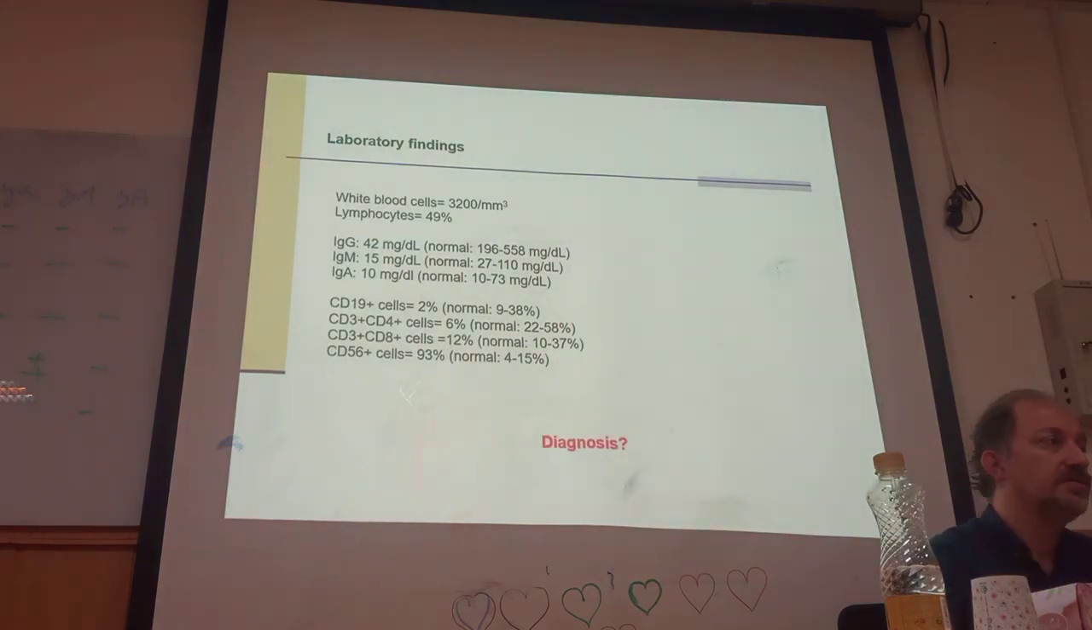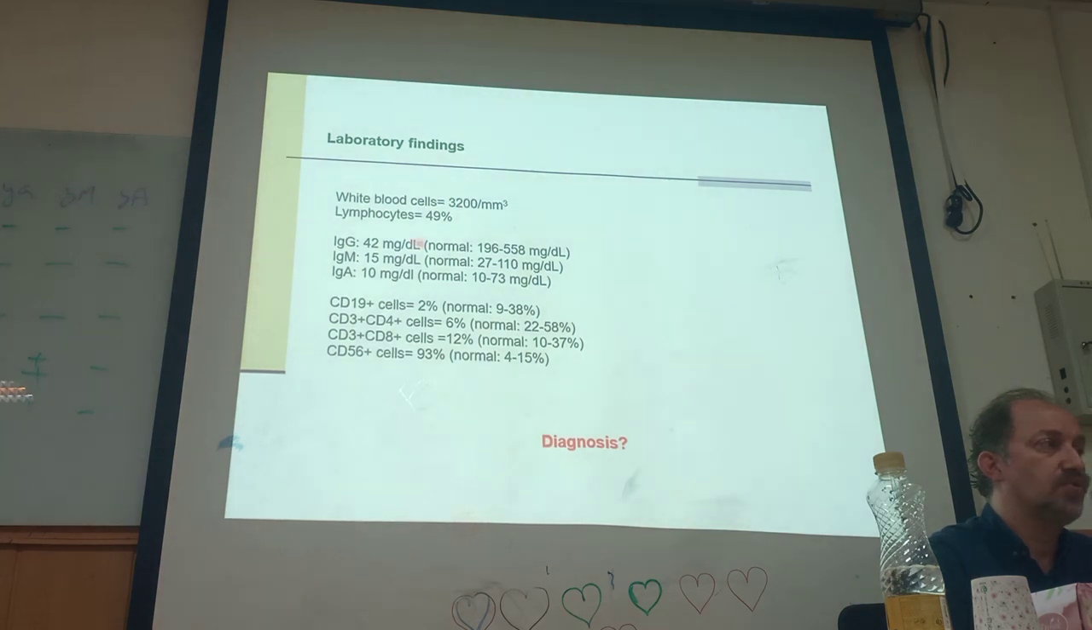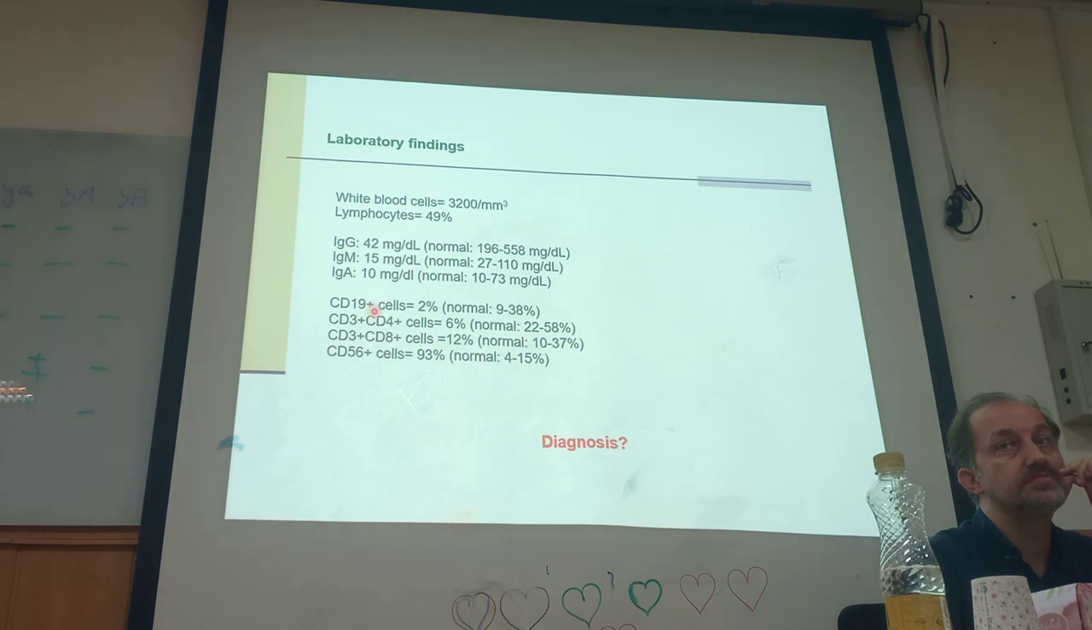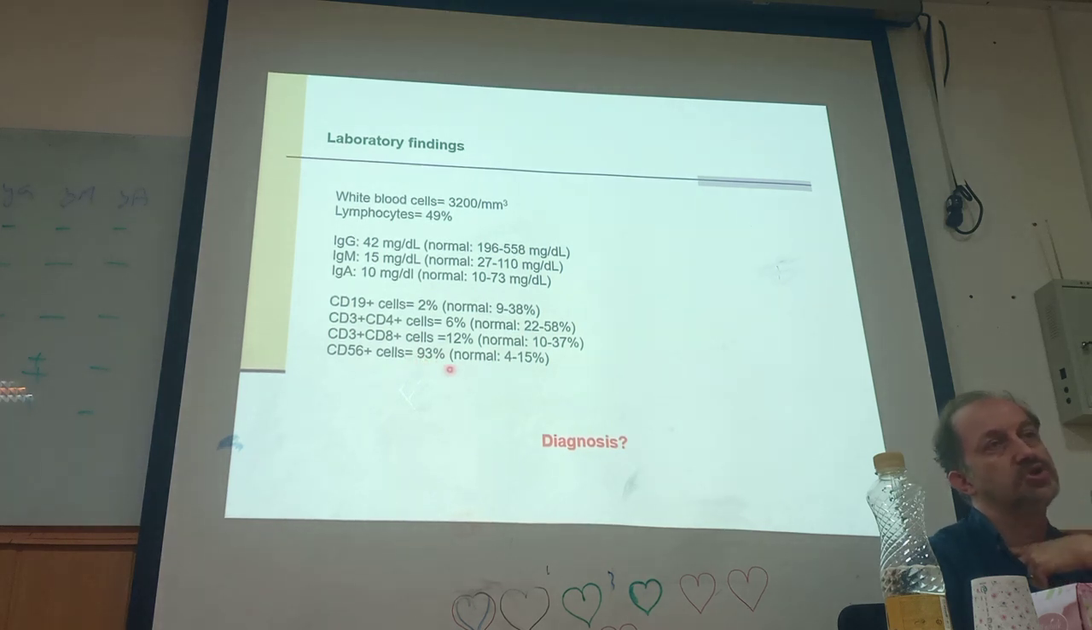Checking the immunoglobulin level. So you can see that the patient has quite lymphopenia. IgG is low, IgM is low, IgA is low. What about the B cell number? B cell is low. B cell is 2%, the normal is 9 to 38. What about the T cell? Low. What about the NK cell? Much more.